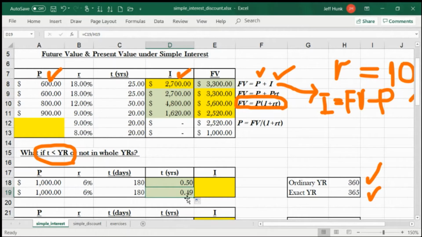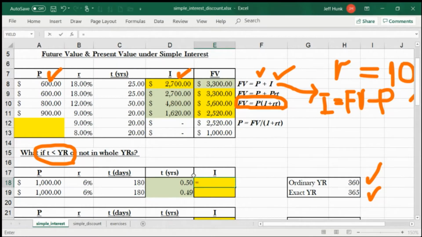And then it's going to be in years, right? 180 days will be 0.49 years. Now, it's very important to use at least 2 to 3 decimal places. Why? I'm going to explain that later. But let's calculate this interest now.